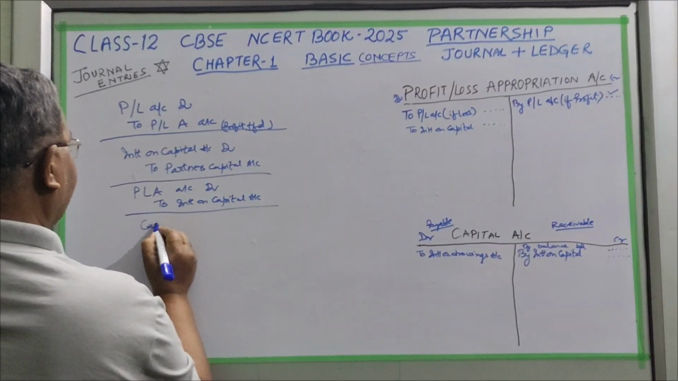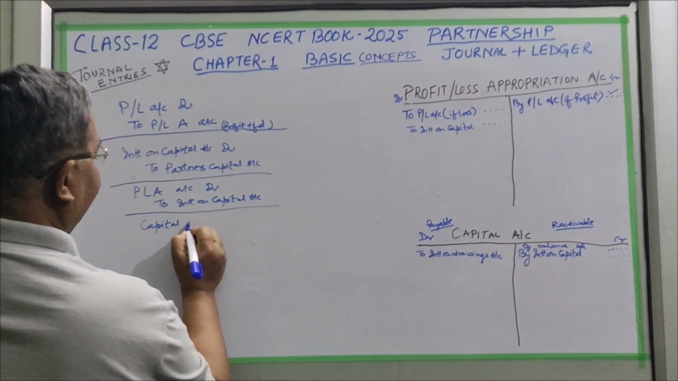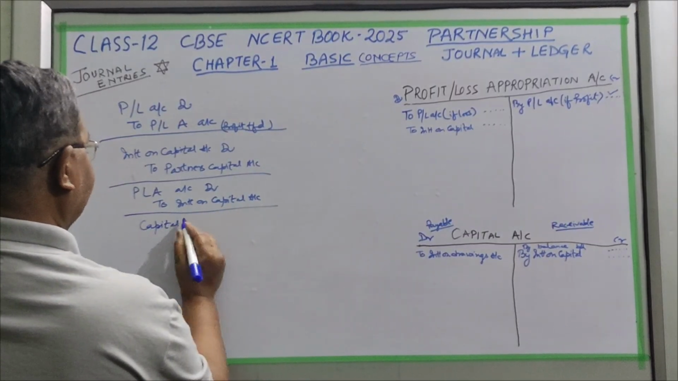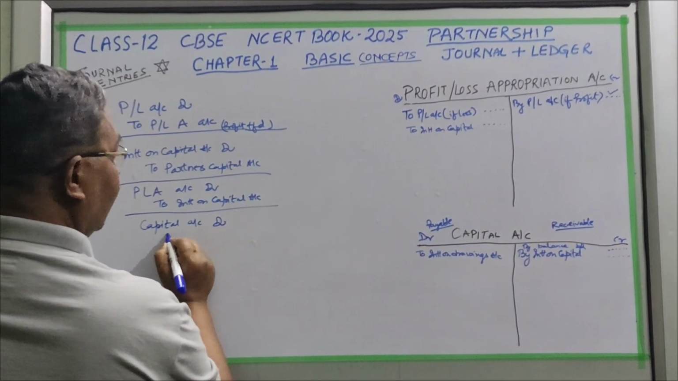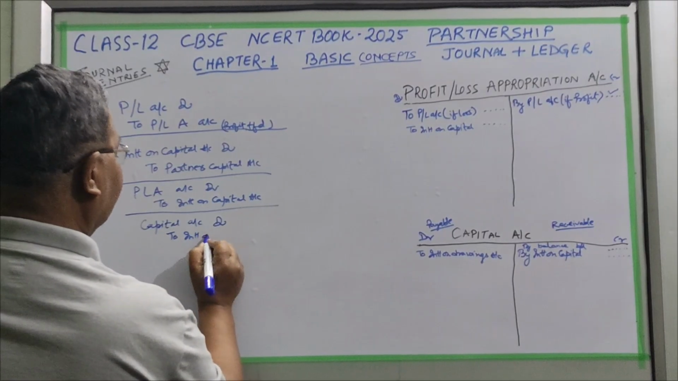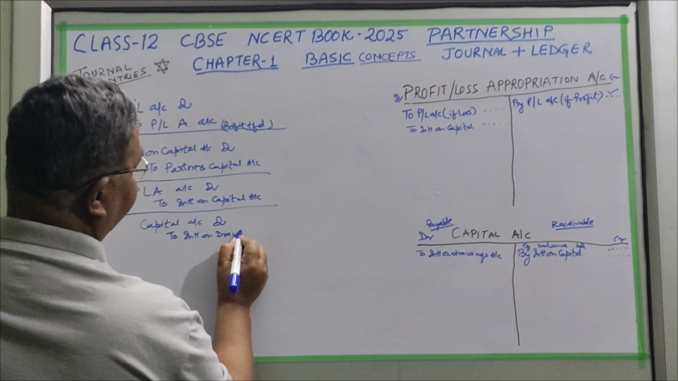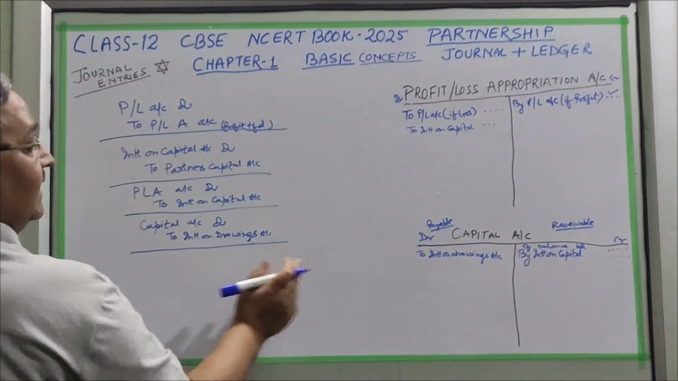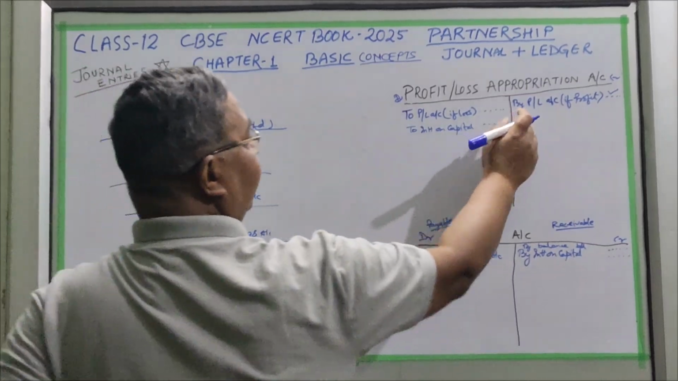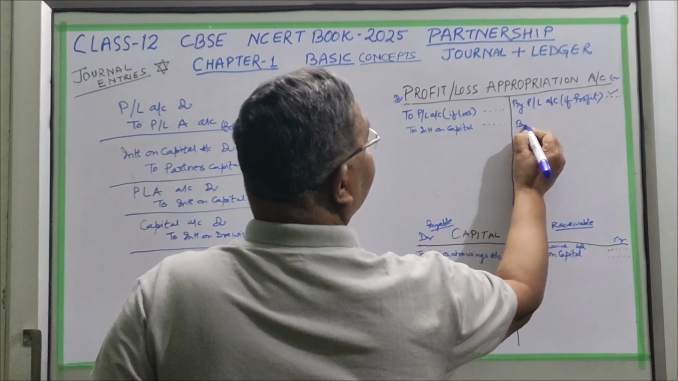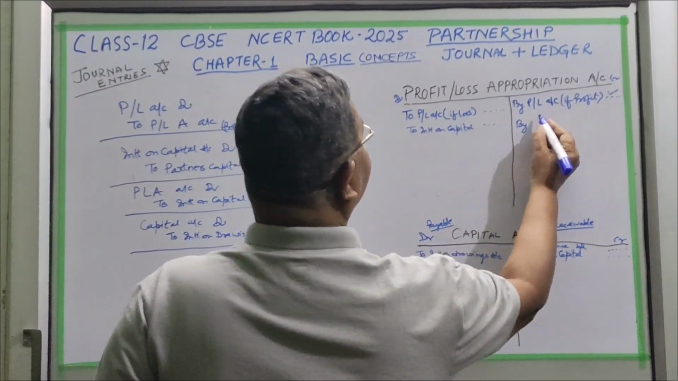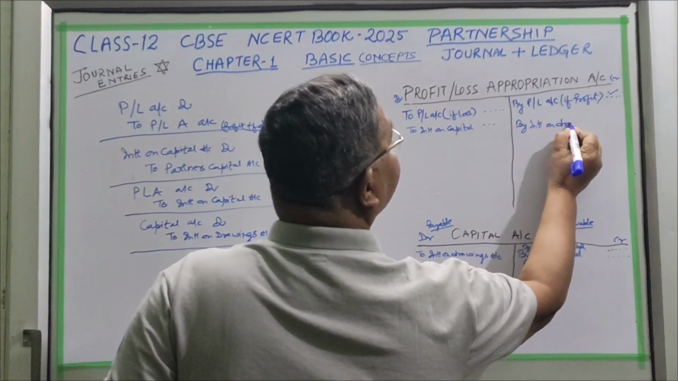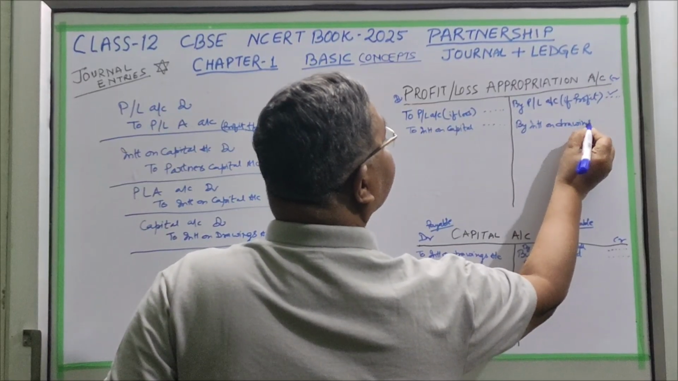Capital account debit. Capital account means A's capital, then B, then C. In this way it comes. A's capital account debit to interest on drawings account. Okay, and narration. This interest on drawings is an income to the firm. That's why it comes here by partner's capital account, by interest on drawings account.